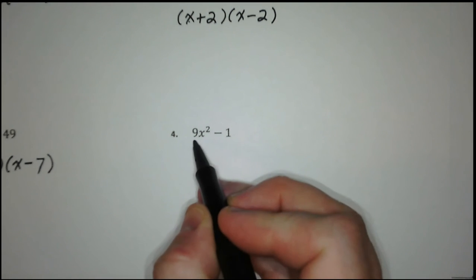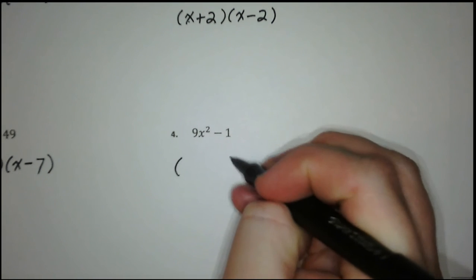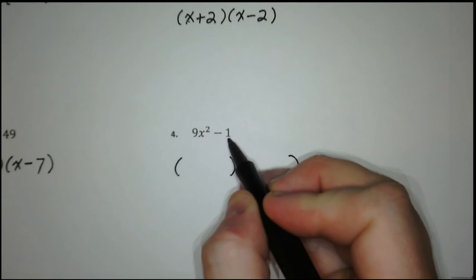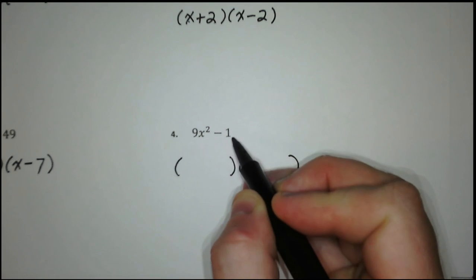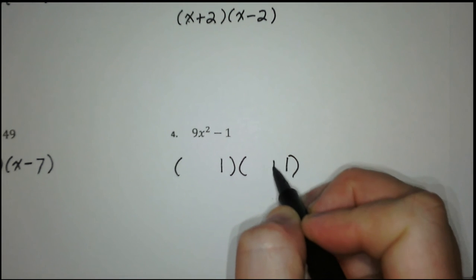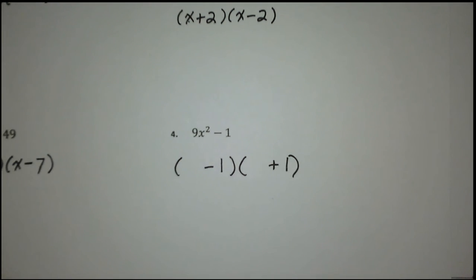Number 4. Ooh, plot twist. First of all, no GCF. Now, the square root of 1, is 1 a perfect square? Does it have a perfect square root? Yes, it does. So let's make this one plus and this one minus.